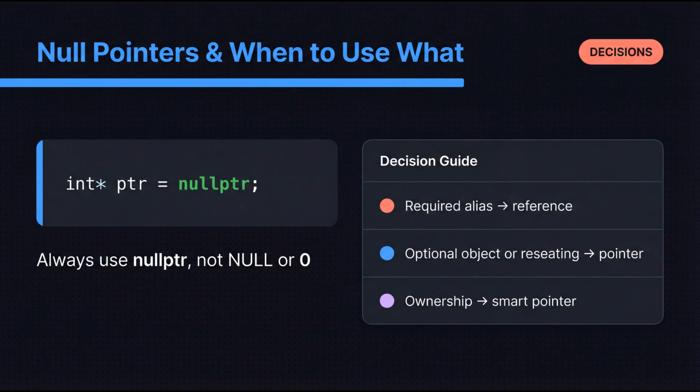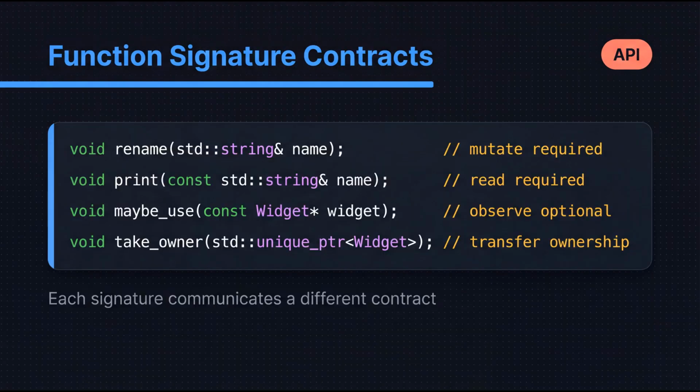Third, use a smart pointer when you're expressing ownership. Unique pointer for sole ownership, shared pointer for shared ownership. These three rules cover the vast majority of function signatures you'll write. Function signatures in C++ communicate contracts.